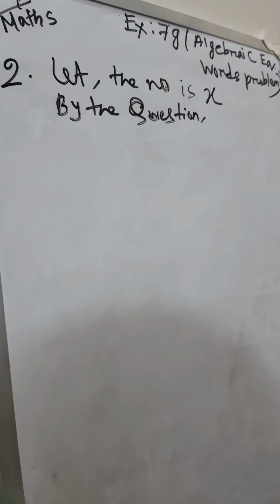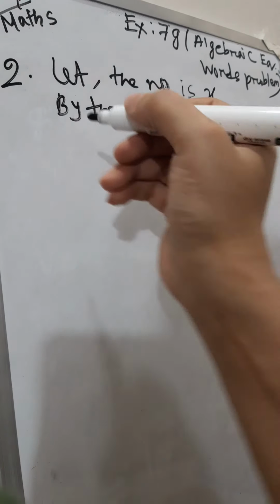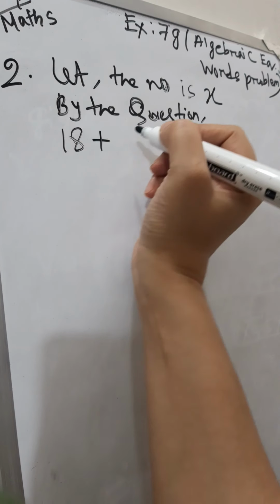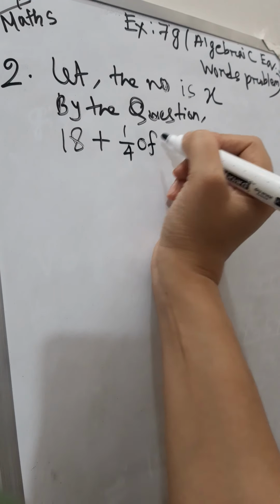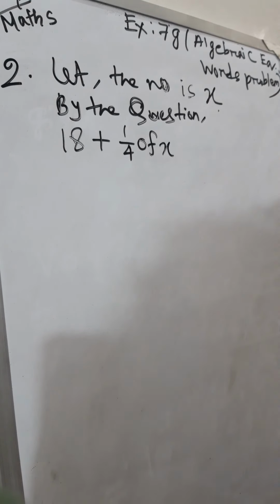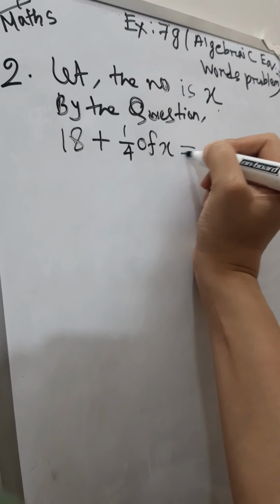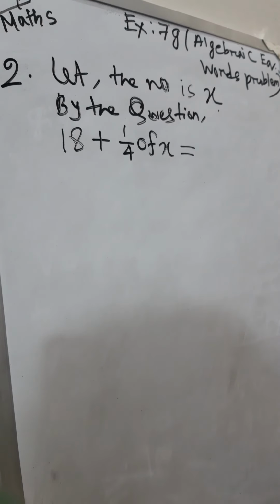What are they asking? When 18 is added to 1/4 of a number, I will add 18 to 1/4 of the number. Here, my number is x. Then the next part comes: the result is 2.5 times the original number. That part, the result is, is the equal term of my equation. This is a common thing. In 90% of cases, whenever they say the result is, you will understand this part will be the right hand side of the equation.